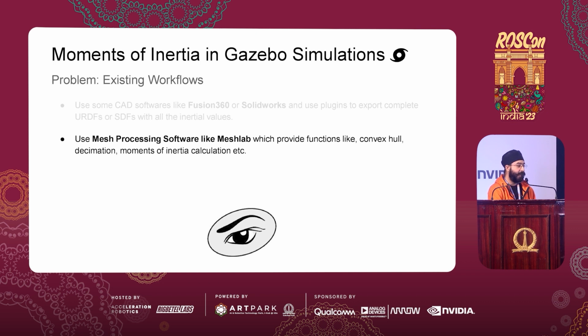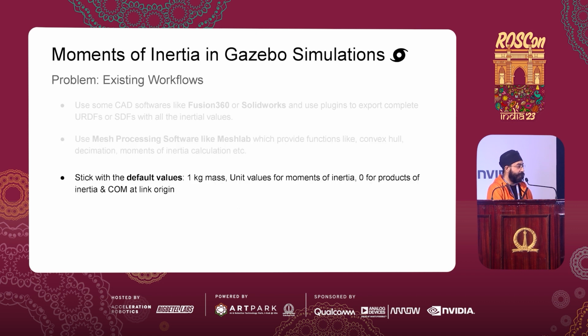Another way would be, for example, if you design the robot using some other software, say Blender or FreeCAD, they might not have the plugin to export the URDF. In those scenarios, you can use external mesh processing software like MeshLab. You can just load the mesh and apply some kind of mesh processing, and you can get the moment of inertia values from that software.